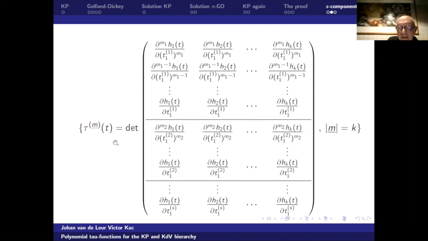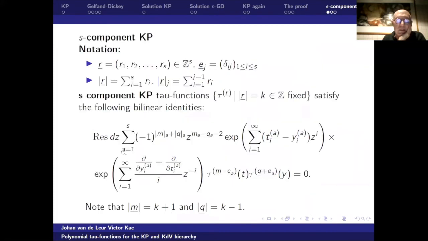And of course, there's a whole collection of M's for which you can calculate this. So you should fix H1, H2 until Hk. And this defines all the tau M's that appear. So this is the general case. It's slightly more complicated.